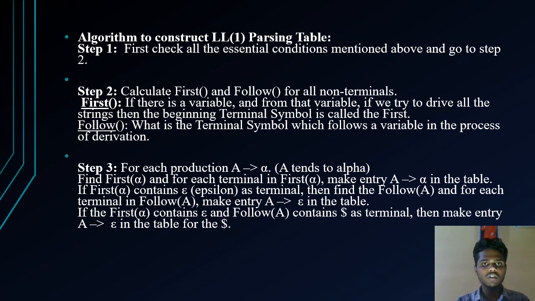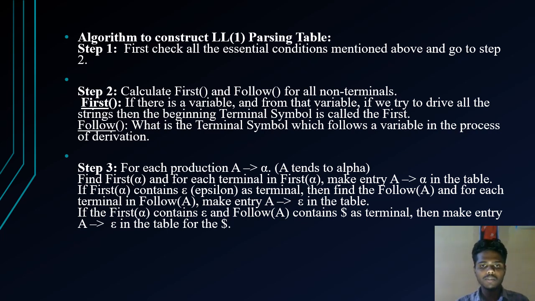That is step 1. First we need to check all the essential conditions mentioned above and go to step 2. In step 2, we need to calculate the first and follow for all non-terminals. If there is a variable and from that variable we try to derive all the strings, then the beginning terminal symbol is called the first. Follow is nothing but the terminal symbol which follows a variable in the process of derivation.